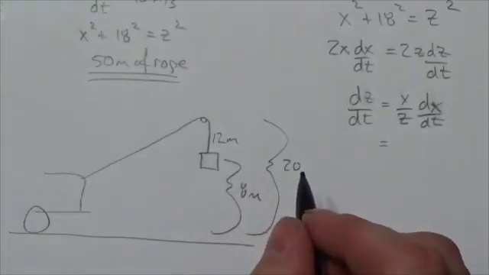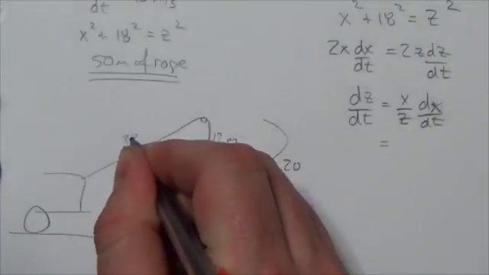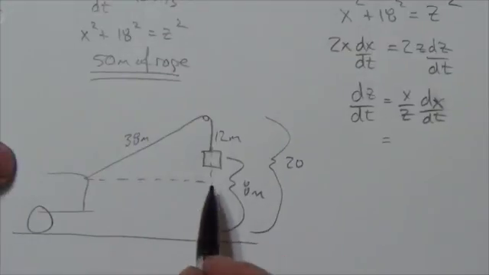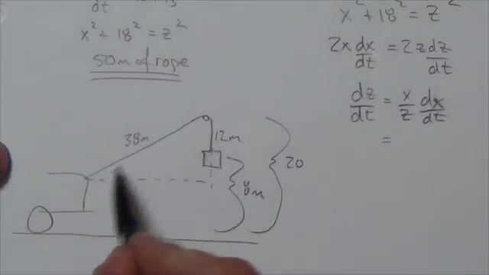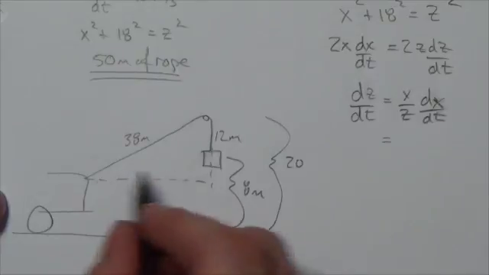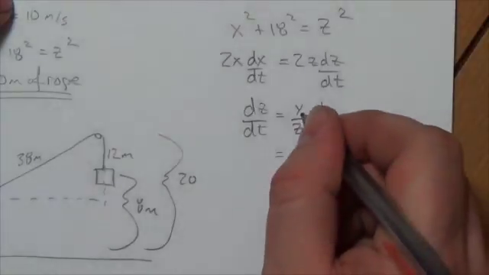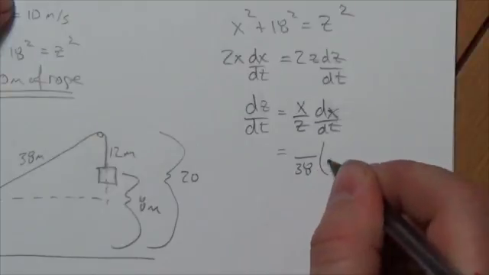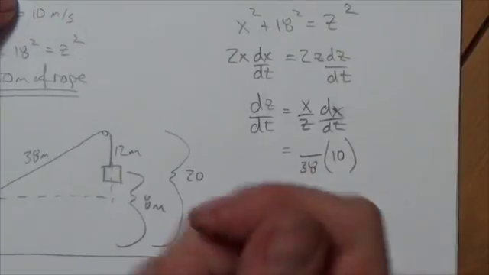If that's 12 meters, how much of this is left over? Well, that's going to be 38 meters. So we're looking at this instant here. Okay, we're looking at the instant here where Z is going to be 38 meters. Has to be 38 meters because there's 50 meters of rope. Now, the question is how far over has the truck gone? What is x? Because for my dz by dt, I need to know what x is and I need to know what z is. Okay, so, I mean, right now I know that z is going to be 38. I know dx by dt is going to be positive 10. What I don't know is x.